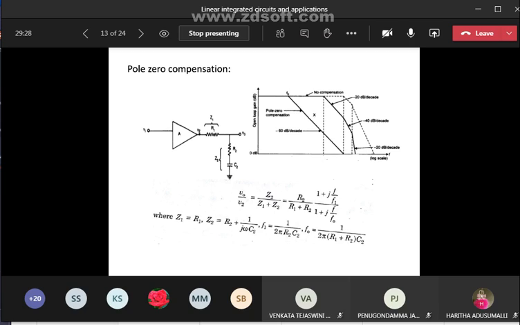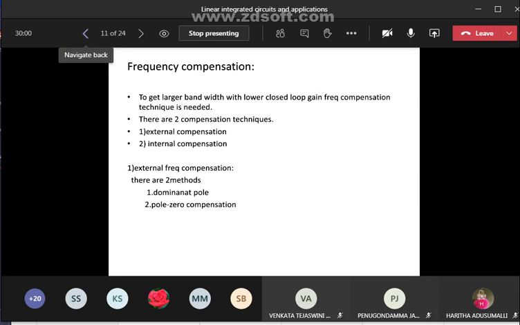So the bandwidth of the compensation network means, see here, up to this it is no compensation. The bandwidth of the compensation network is greater than the bandwidth of the uncompensated network. So that is about pole zero and dominant pole techniques. These are the frequency compensation techniques.